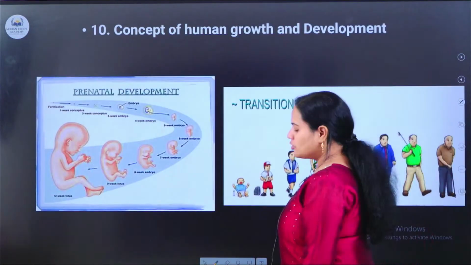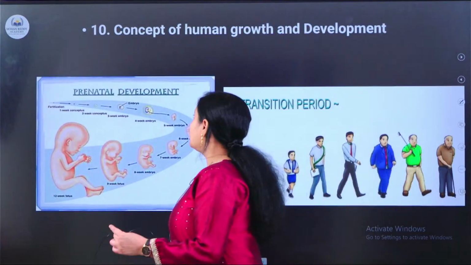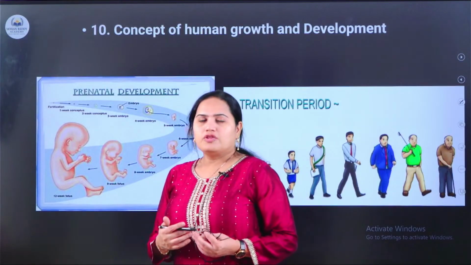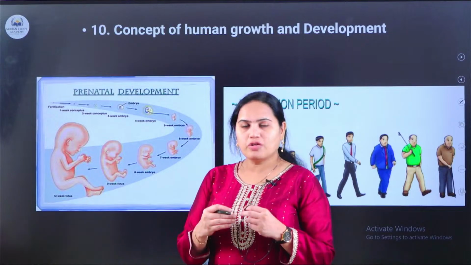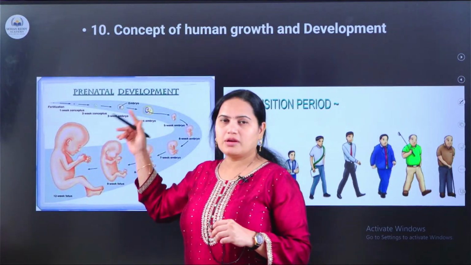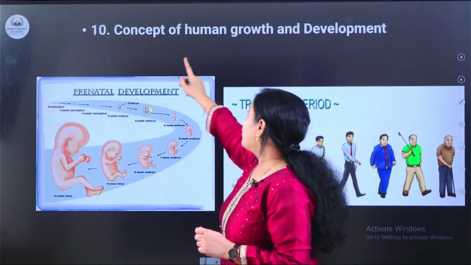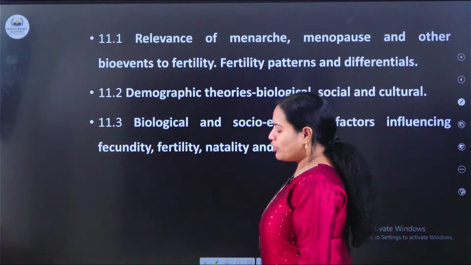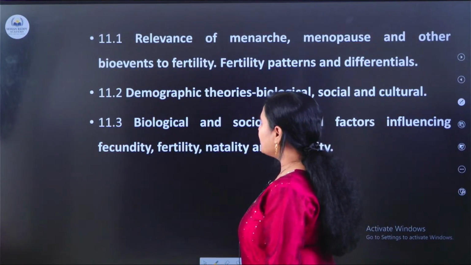And then the 10th topic. The 10th chapter is the concept of human growth and development. It all starts with the fusion of the oocyte and the sperm, and from there up to the baby's growth. It all actually comes under the concept of human growth and development. And then we see 11.1, 11.2 and 11.3.